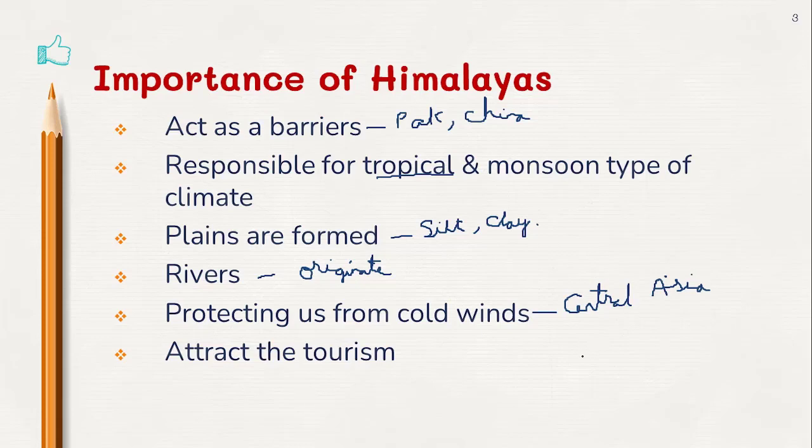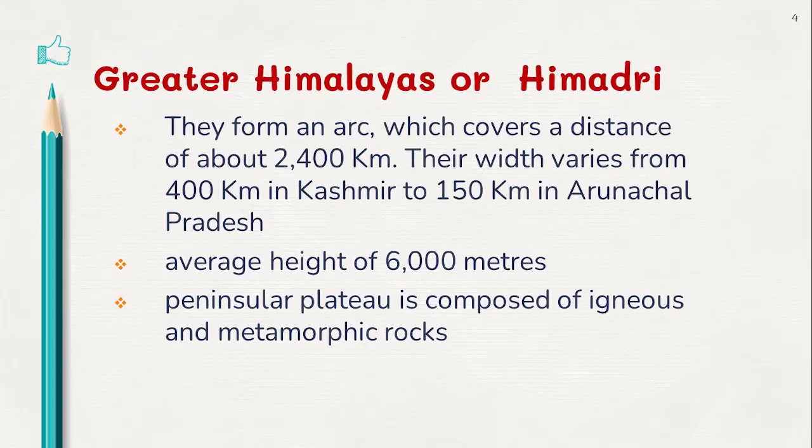And because of Himalayas, places like Kulu, Manali attract tourism. Next, the Himalayas are divided into 3 groups. The first one is called Greater Himalayas, also known as Himadri. It covers a distance of 2400 kilometers from Jammu and Kashmir to Arunachal Pradesh.